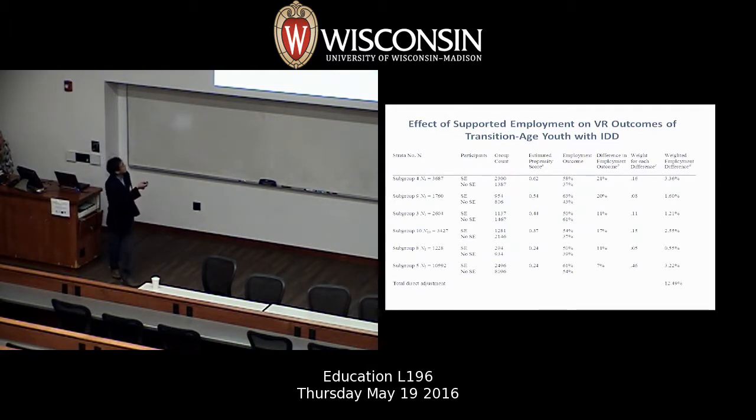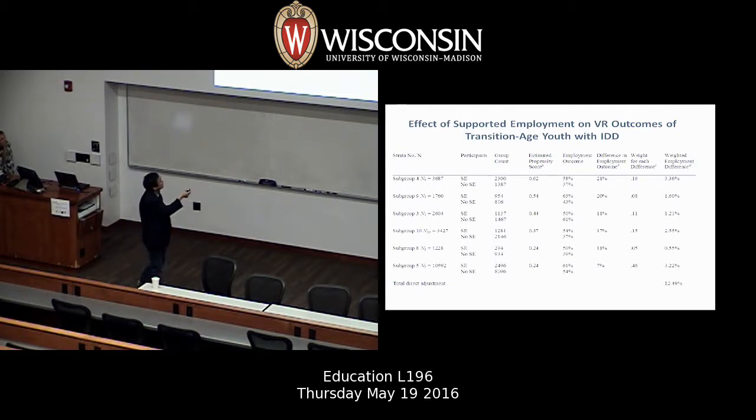So you can see they have a 62% chance of receiving supported employment, but within this group, if they receive supported employment, 58% will be closed successfully, with a successful employment outcome. But in this group, if they do not receive supported employment, only 37% will have a successful employment outcome. So the difference is 21%. So in this group with these characteristics, if you give them supported employment, there's a 21% difference in successful employment outcome. So that's pretty high, okay?